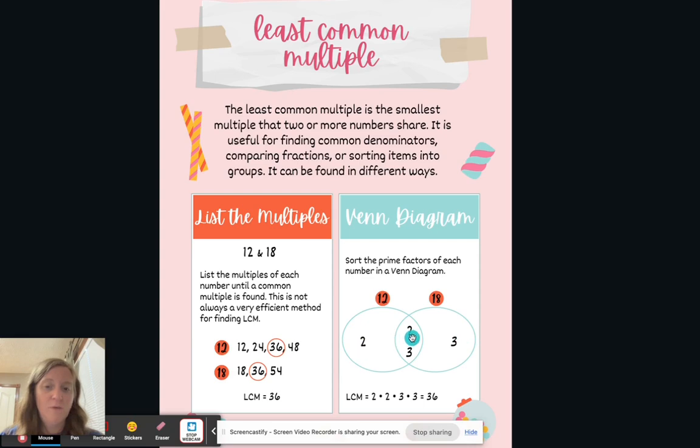2 times 2 is 4. 4 times 3 is 12. That multiplies up to be 12. For 18, 2 times 3 is 6. 6 times 3 is 18. That multiplies up to be 18.